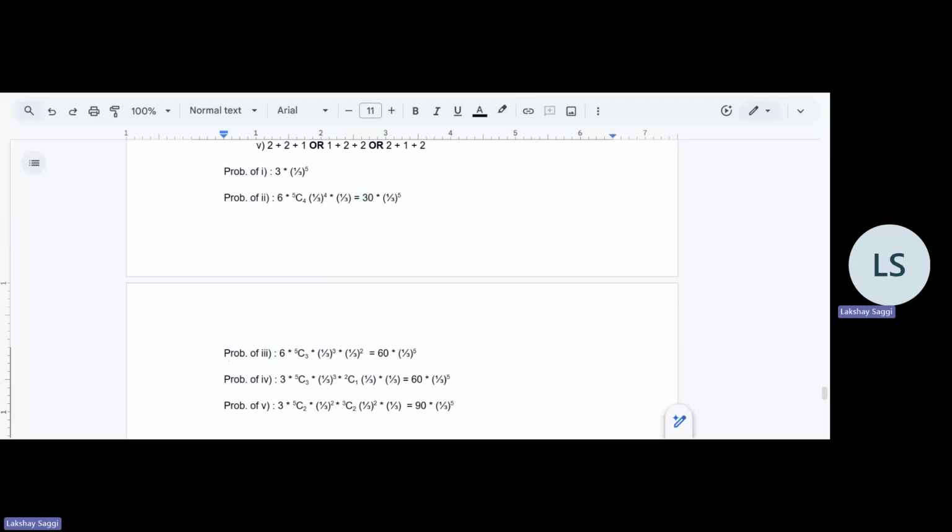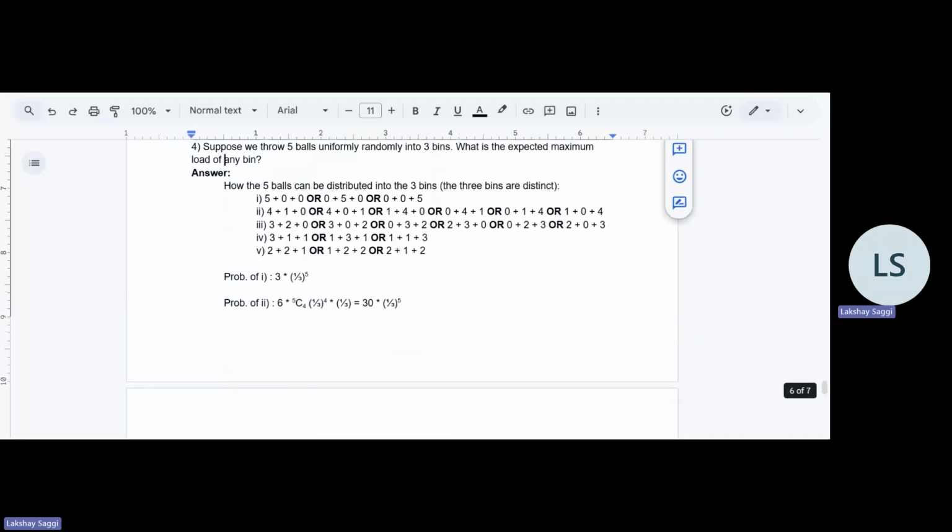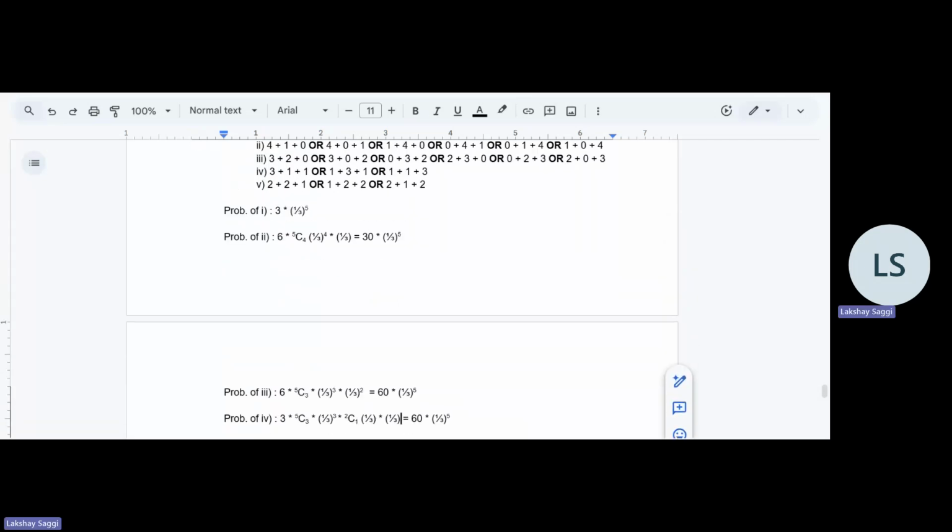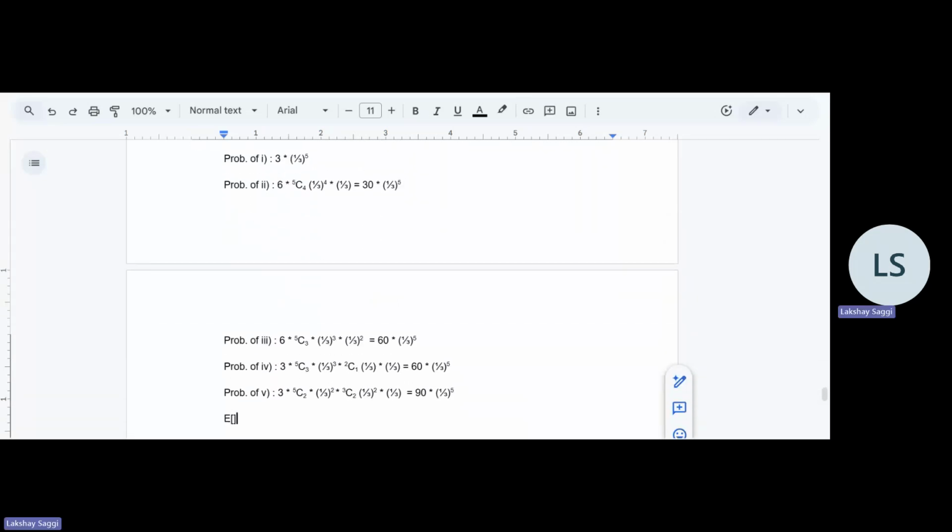So now we have to find the expected maximum load of any bin. Note that in case 1, the maximum load is 5, and this occurs with probability this much. So the expected max load is nothing but, in case 1 we have a load of 5, so 5 times the probability of case 1. For now I'll just write it like this, and we'll substitute the values later.